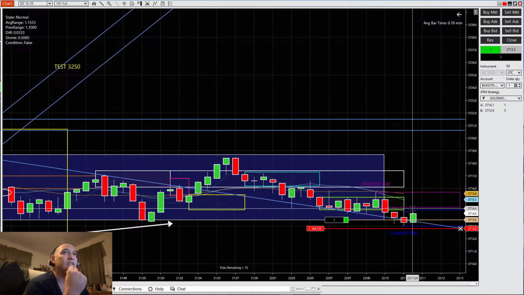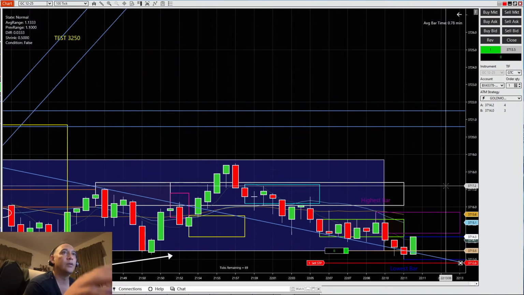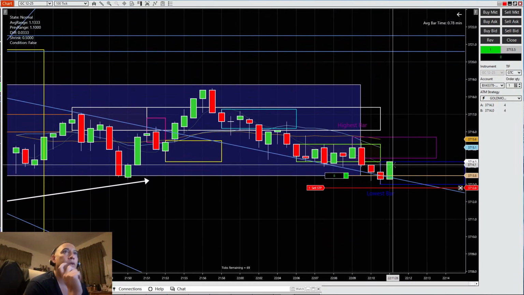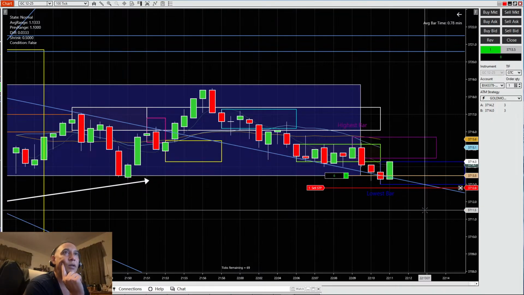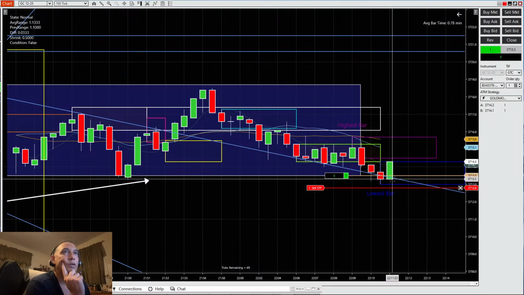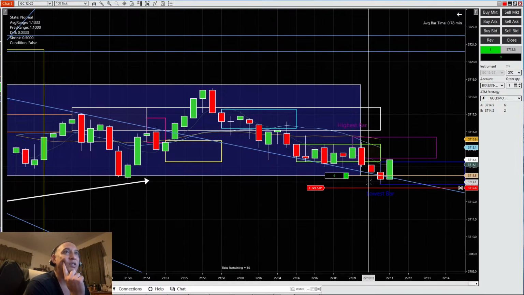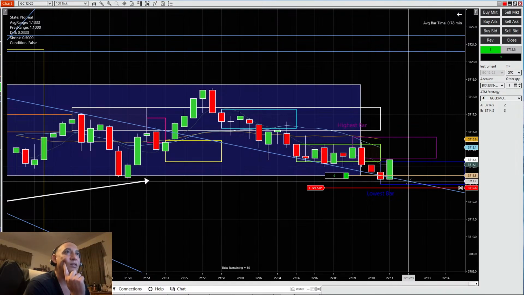It needs to go past this wick of this candle here. It just did it. So that way if it comes back down, we should be protected, because it should try to stop somewhere right here in this level.